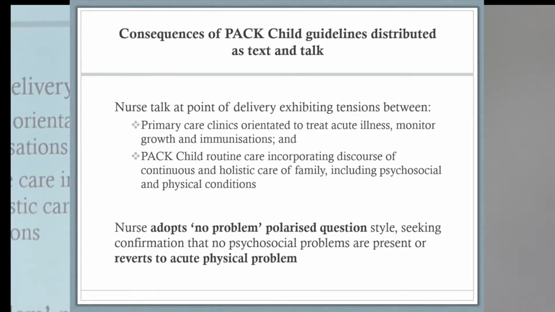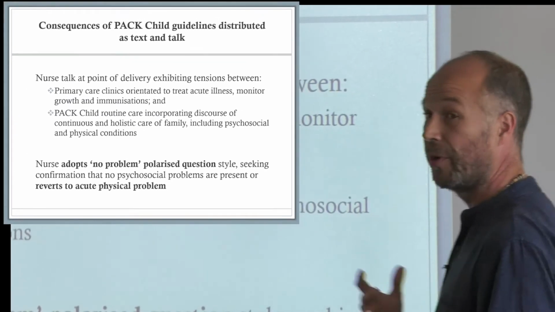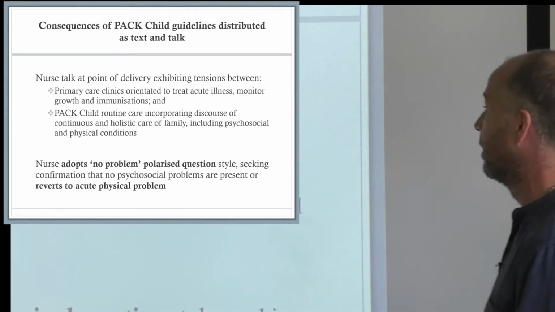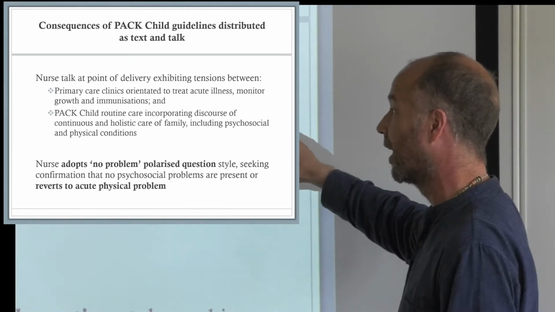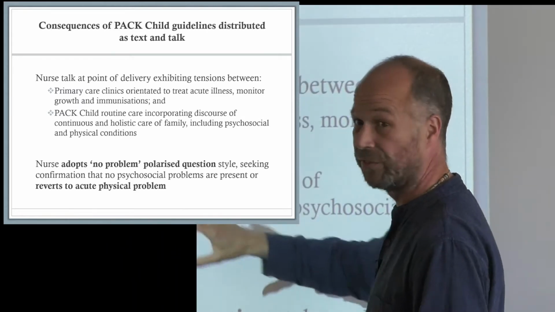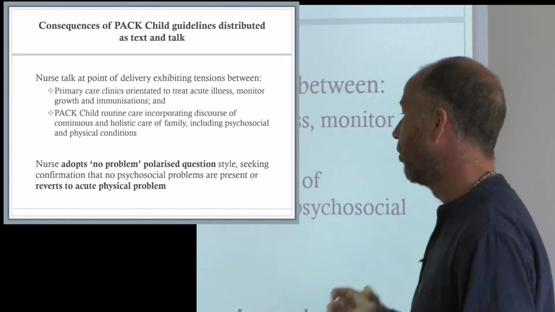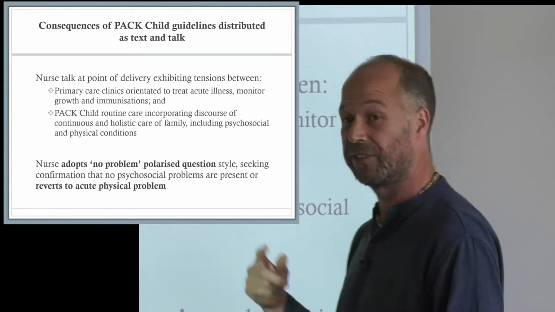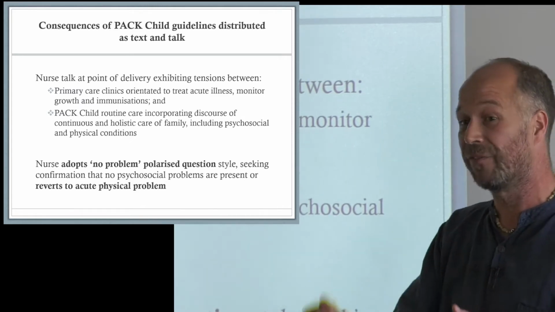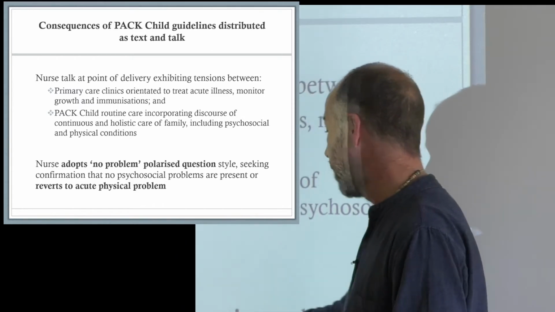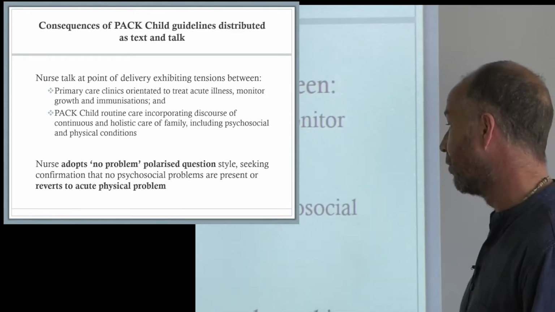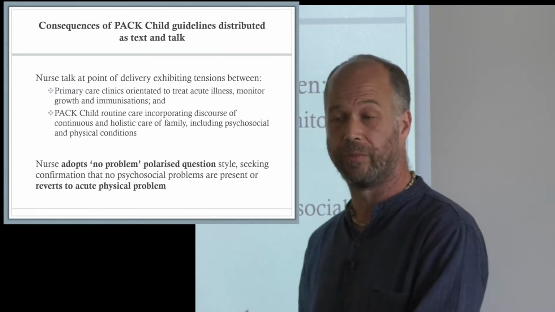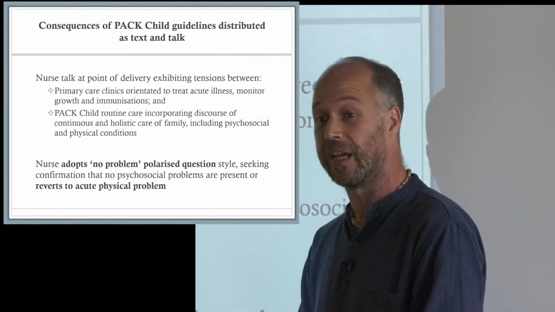And so we can conclude from some of this, or at least hypothesize, that the nurse's talk at the point of delivery exhibits these tensions between this acute illness focus of primary care clinics and Pact Child, which incorporates this routine care, which is focused on holistic care of the family and psychosocial conditions. And so what you see as a result, this is where the disruption is manifested in the talk, you see these no problem polarized questions seeking confirmation that no problems exist, or they revert back to an acute physical problem. It's being able to deal with what you can on the day.